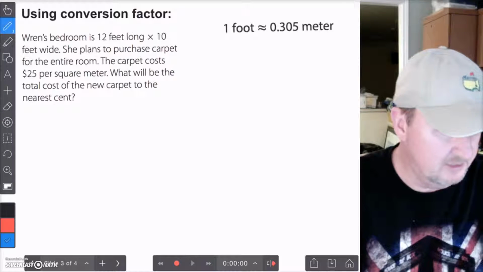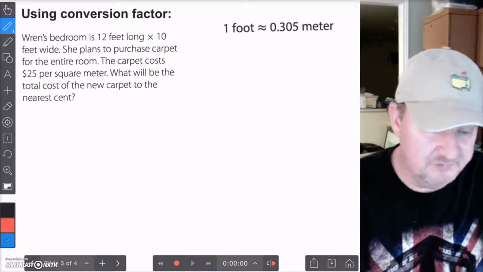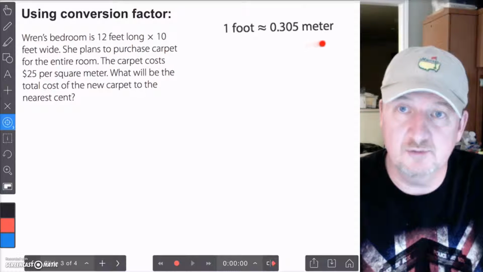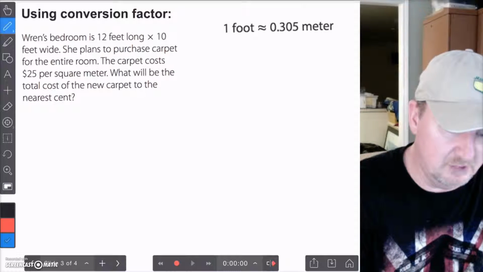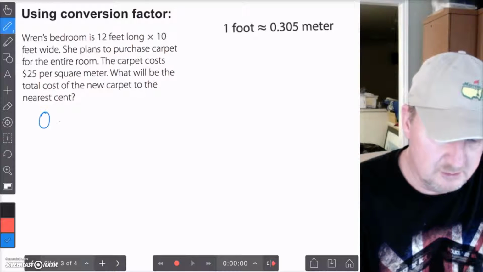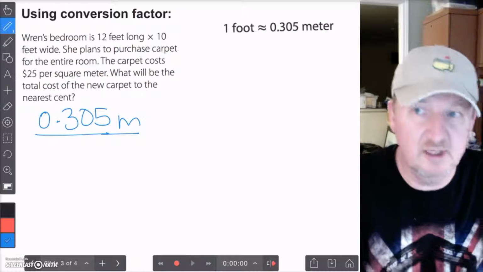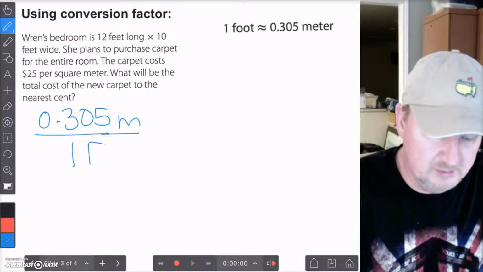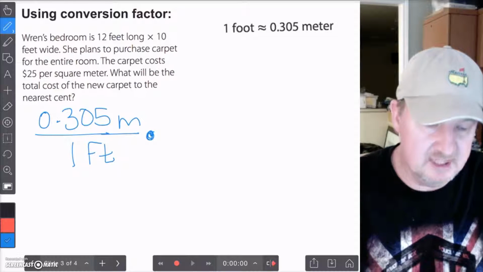I want to use a highlighter. So the first thing I want to do, I have my conversion factor here of 1 foot to 0.305 meters. I'm going to set it up as a unit rate. 0.305 over, and this is meters, so I'm going to put an M there because that's a crucial part of using the conversion factor, to 1 foot.